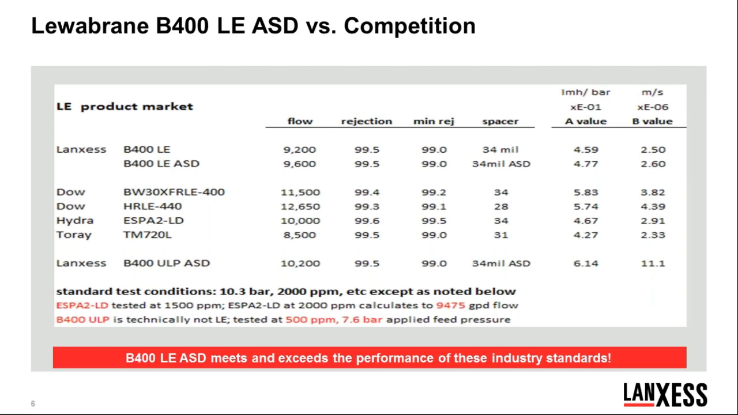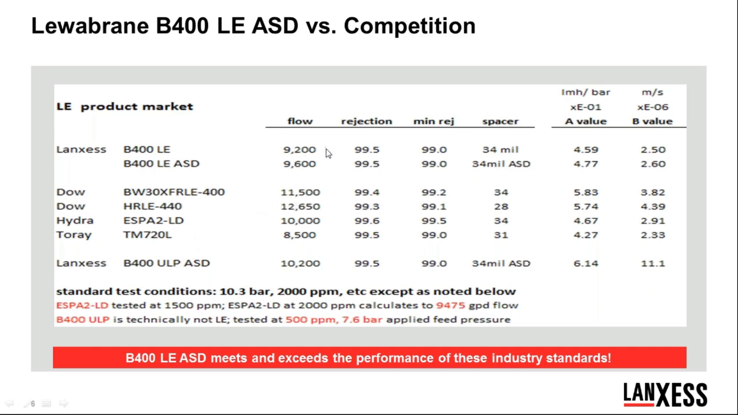What I thought I would try and wrap up with is a picture of a product market. These are the common low energy, low pressure RO elements in the marketplace. And you can see, for example, these Lanxess products are low energy and low energy with a special spacer. Here is the flow and rejection performance and the spacer heights. And I've summarized some of the other products that compete in this low pressure space.